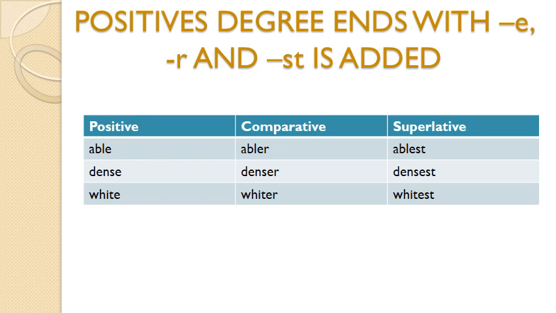Similarly, another example is there: dense. Again, the last alphabet in dense is e. So we are just adding r and st to convert it into comparative and superlative degree, that is denser and densest. White. Again, e is there at the end, so we have to add r and st to make it into a comparative and superlative degree. So it becomes whiter and whitest.